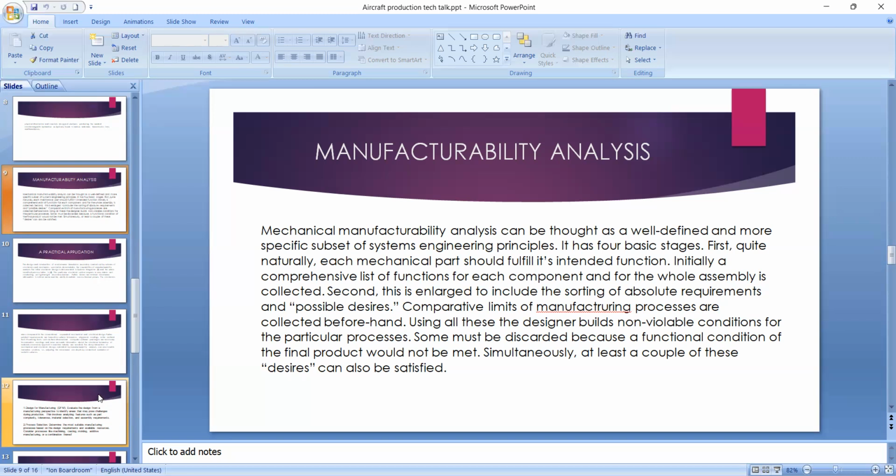Comparative limits of manufacturing processes are collected beforehand. Using all these, the designer builds non-viable conditions for the particular processes. Some must be discarded because a functional condition of the final product would not be met. Simultaneously, at least a couple of these desires can also be satisfied.